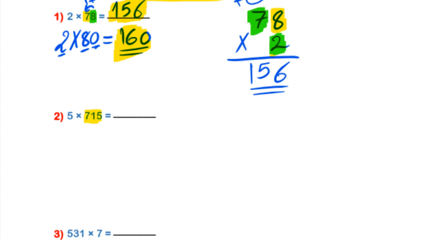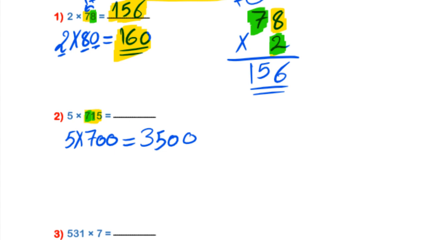Okay, how can we estimate this? We do 700 because the 1 can't give the 7. Excellent. So 1 is a weak number, so it doesn't do anything, so it will be 5 multiplied by 700. So it will be 3,500. Excellent. So that's our estimate. Okay, thank you very much, my dear.